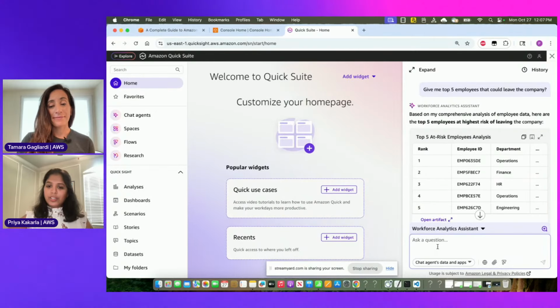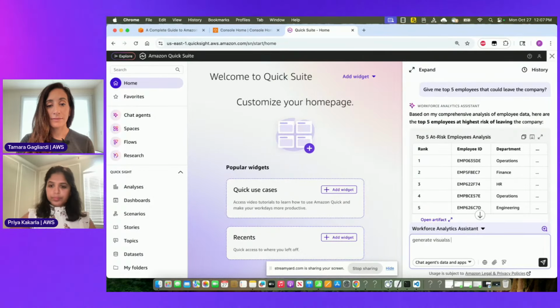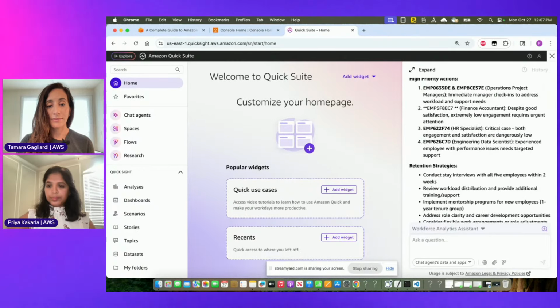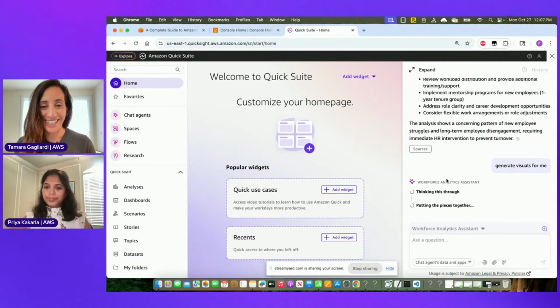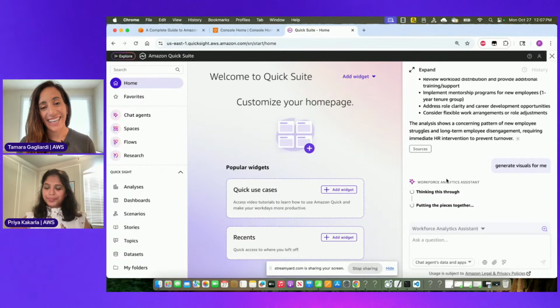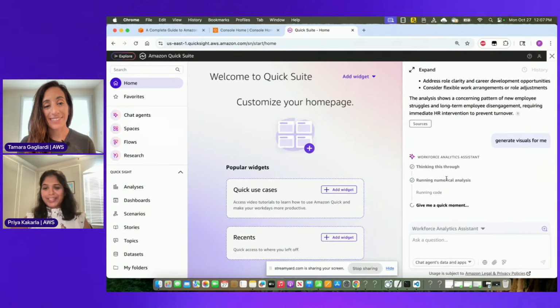Yes, it can generate visuals for you. Let's say, right, visuals. Power of live demos. We'll see. Yeah, I will show the power.